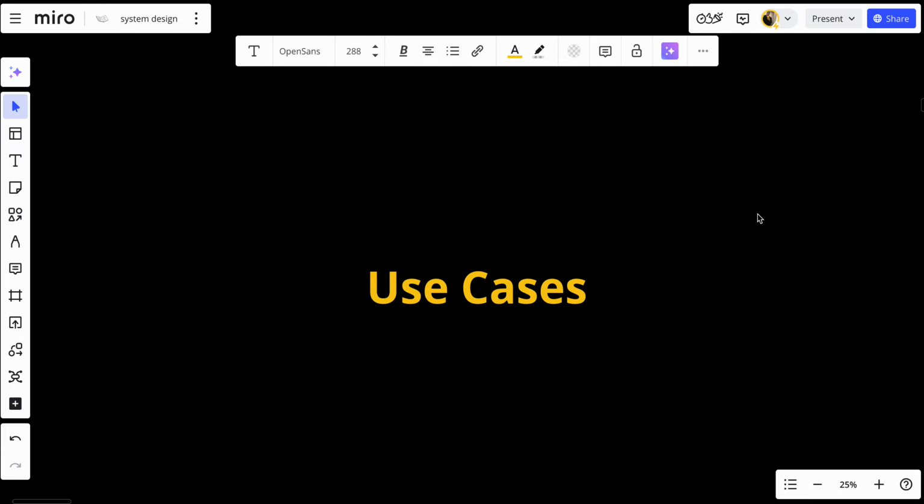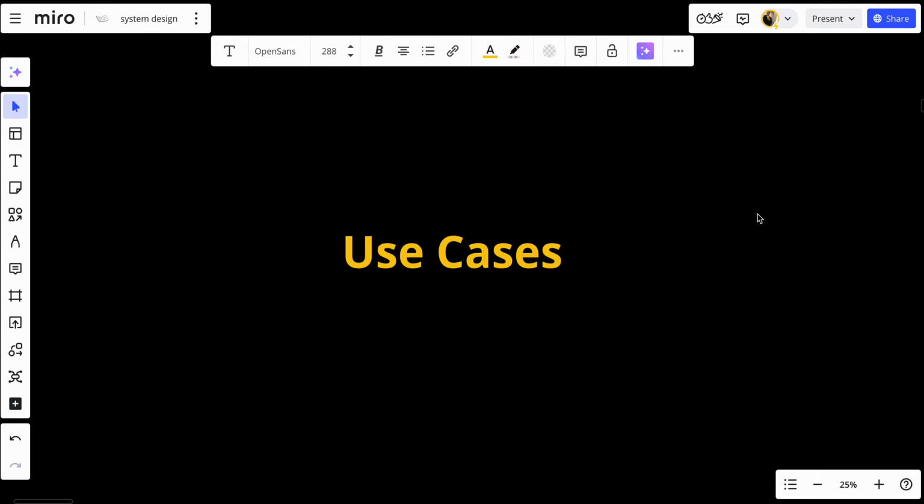Okay, let's talk about some use cases. SQL databases are great for banking and financial systems where data consistency is key, and inventory management, where relationships between data are crucial, for example. And NoSQL databases will be great for social media platforms with lots of unstructured content, and real-time analytics, where data volumes are massive and need quick access.